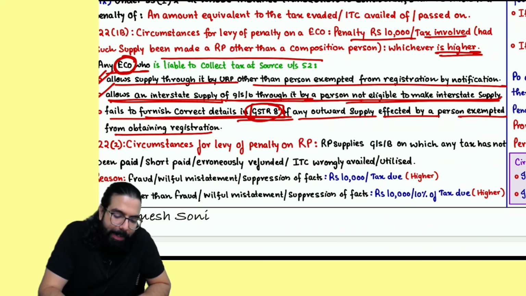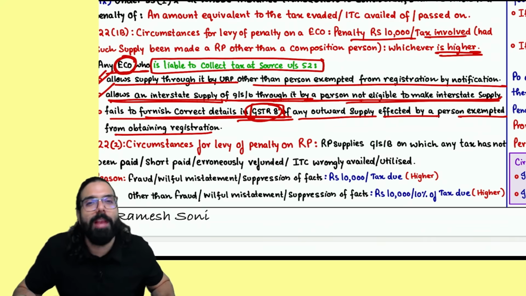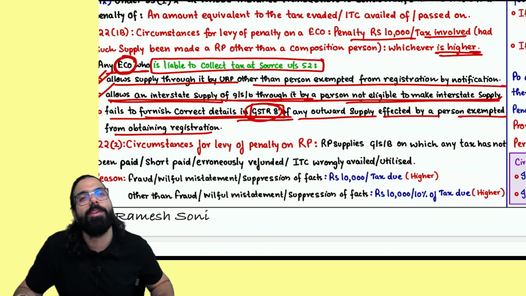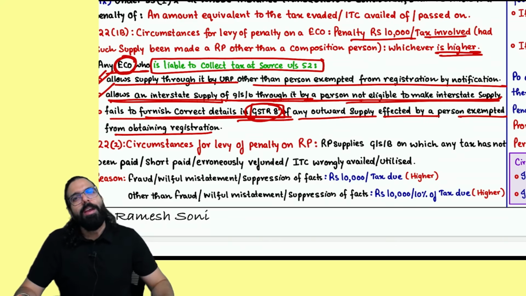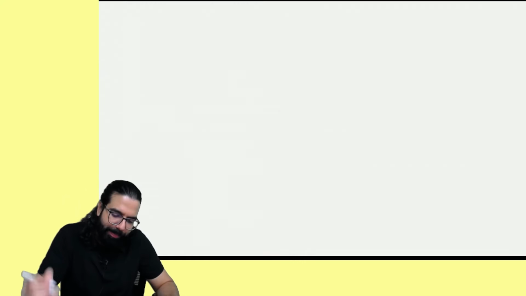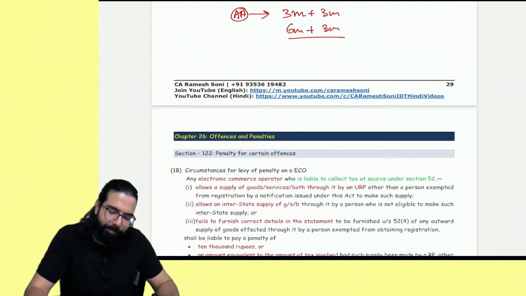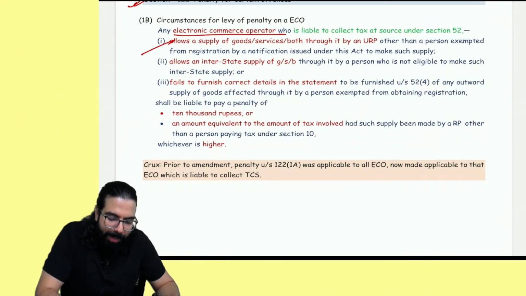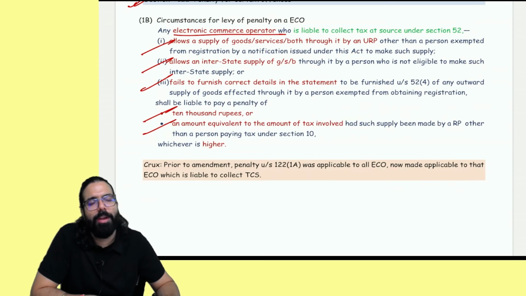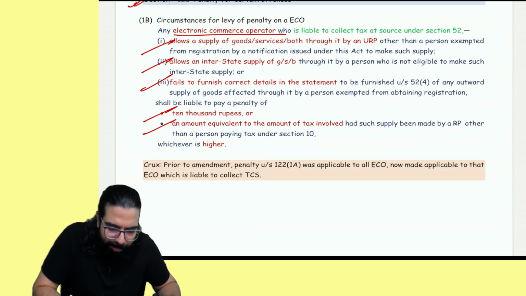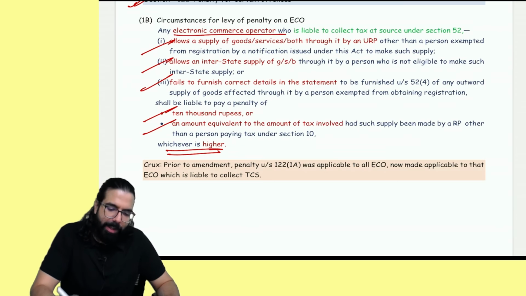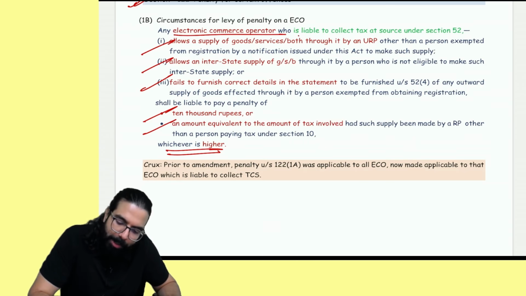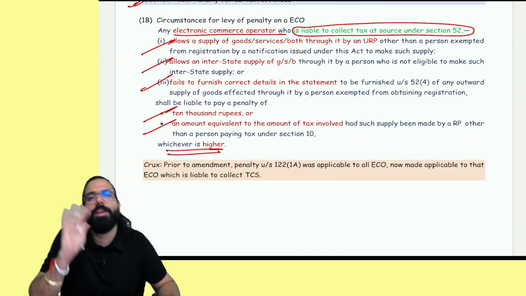Now the word has been added, e-commerce. Which e-commerce is liable for a penalty? Only that e-commerce who is liable to TCS. An e-commerce operator who is not liable to deduct TCS will not be liable for penalty. That's all. They have now told over here, sir, if you are an e-commerce operator who has done these three mistakes, then you will be liable for a penalty of 10,000 or an amount equivalent to the tax amount, whichever is higher. Correct, everyone? Now they are telling, sir, any e-commerce who is liable to deduct TCS only is liable for penalty.